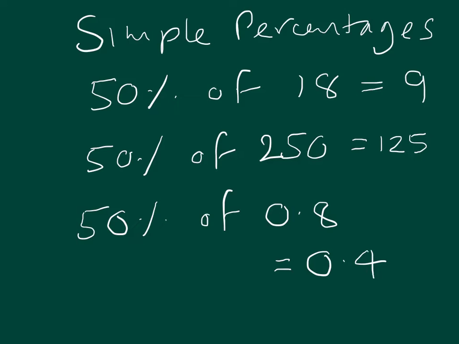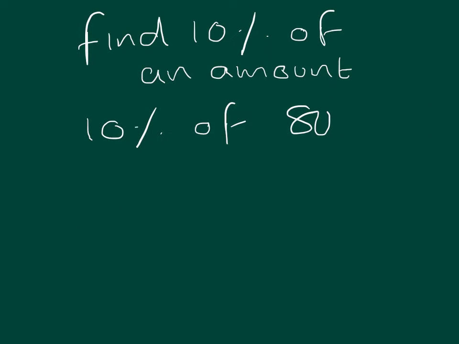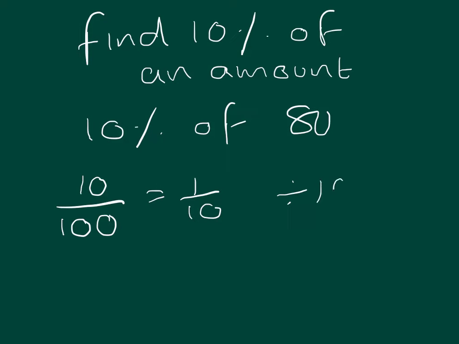So let's move on now to 10% of amounts. Now, finding 10% of something is finding 10 hundredths, which is 1/10 of what you had to start with. And finding 1/10 is fairly easy because we simply divide by 10. So, for example, 10% of 80 is 80 divided by 10. So the answer is 8. 10% of 80 is 8.